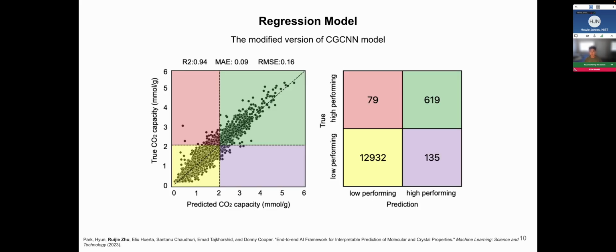So once we have all the generated structures, we can then use a regression model to predict their CO2 capacity. So in our case, we use the modified version of the CGCNN model that was developed in our previous work to make predictions of the CO2 capacities of those MOF structures. So here I'm showing the prediction results on the 10% test set of the hMOF database. Here we can see that most of the points lie along the diagonal line, and there are very few of them that are further away from the diagonal line, which means that our model does a great job predicting the high and low performing structures.